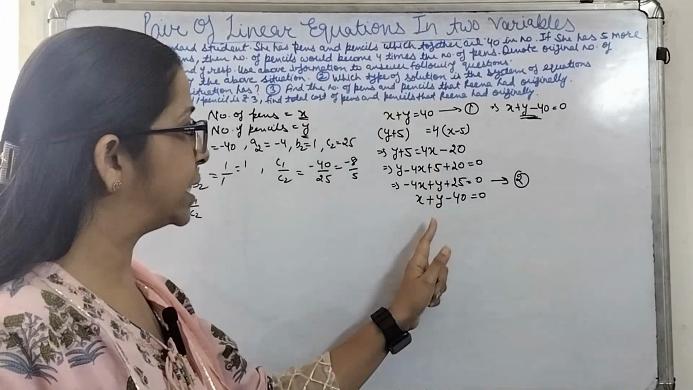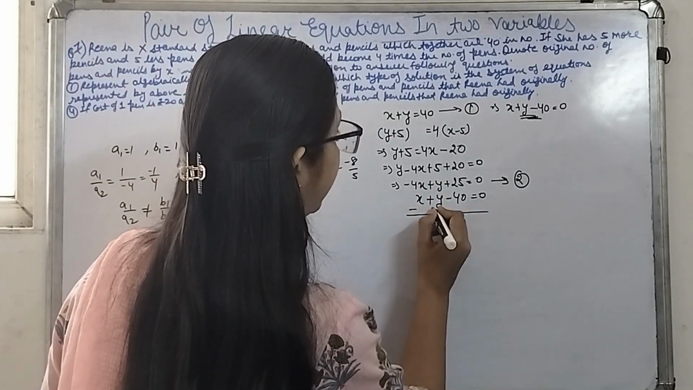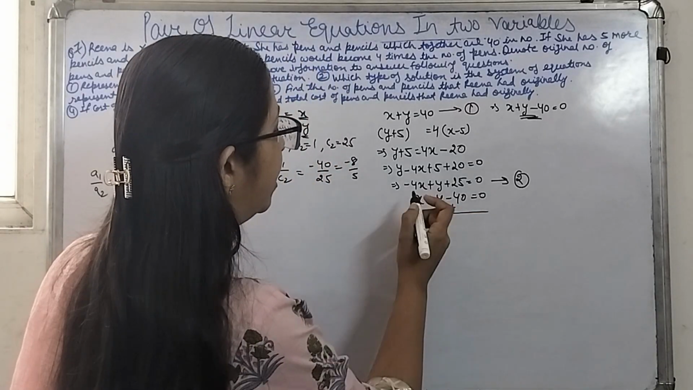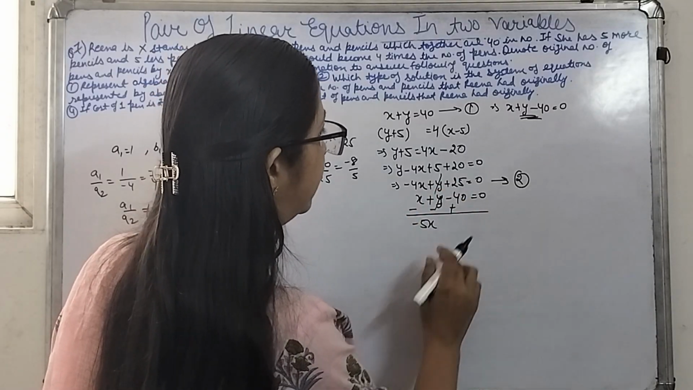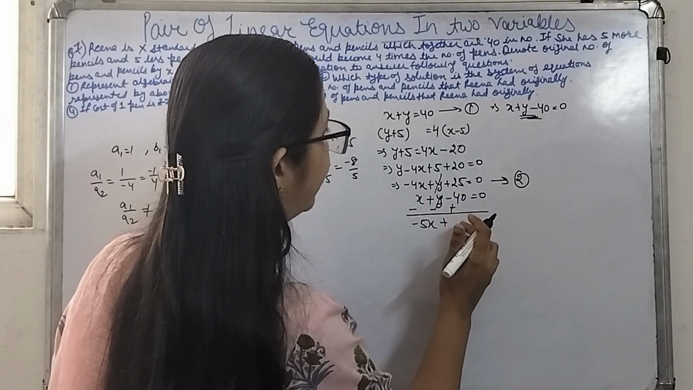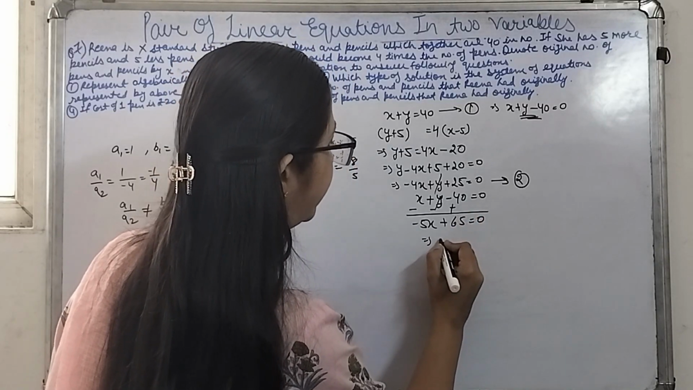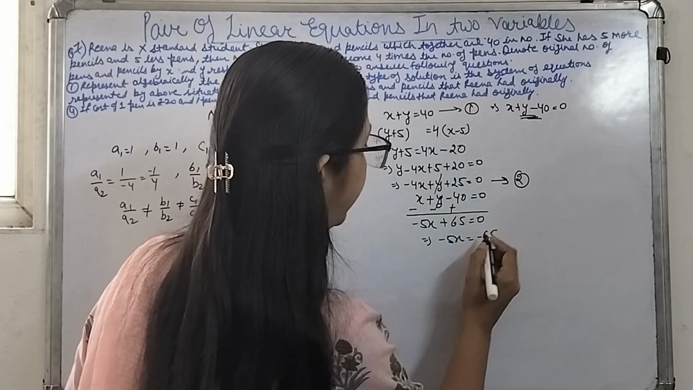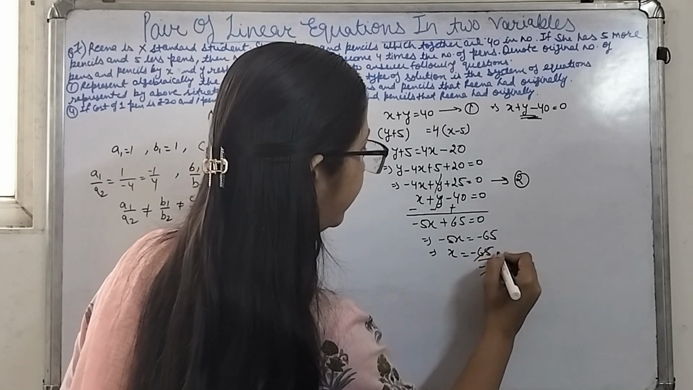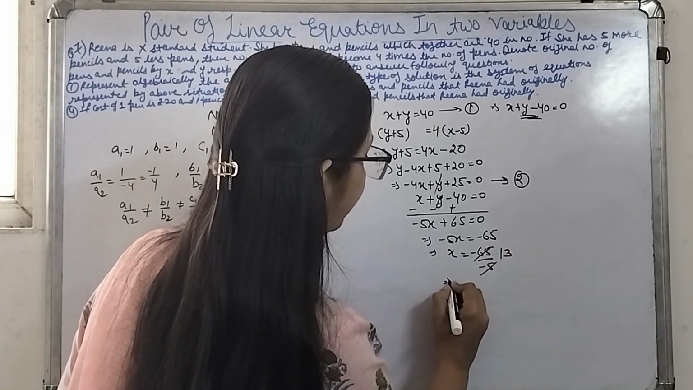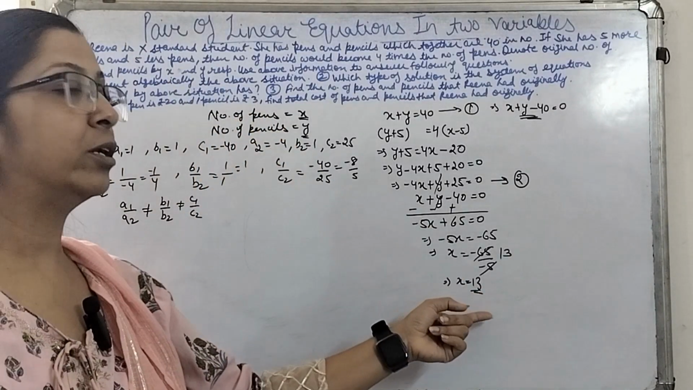Now over here we can see that the coefficient of y is the same. So we can subtract these two equations directly. It will be minus, and it will become plus. So minus 4x and minus x will become minus 5x. These two are going to cancel. It will be plus 40 plus 25, it will become 65. This is equivalent to 0. That simply means minus 5x is equivalent to minus 65, or we can say x is equivalent to minus 65 over minus 5. 5 1s are 5, 5 3s are 15. That means the value of x, that means the number of pens, is 13.